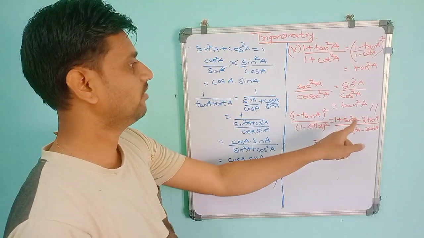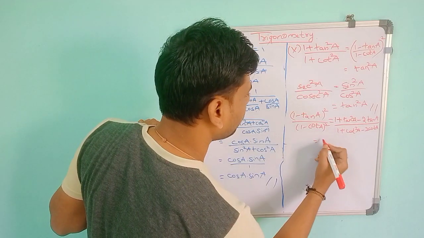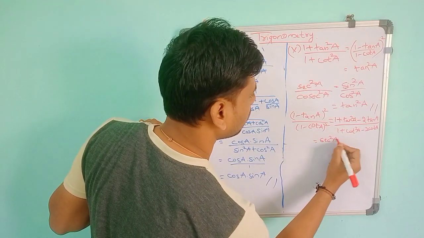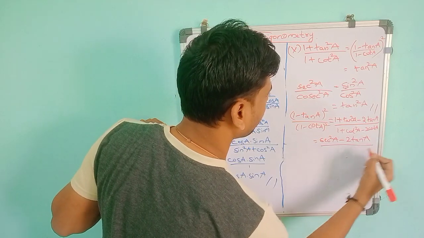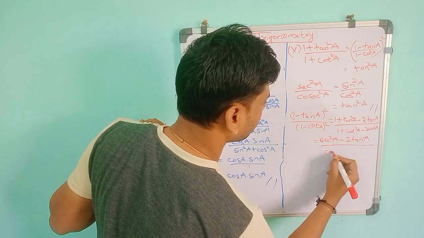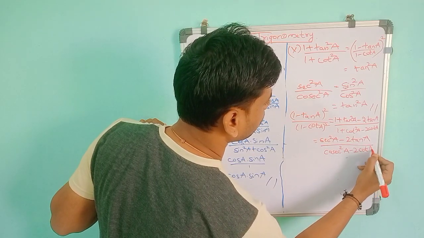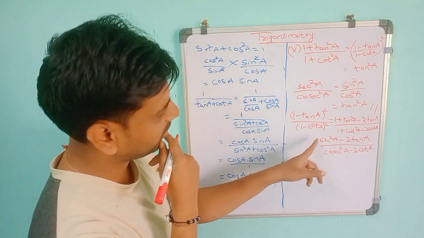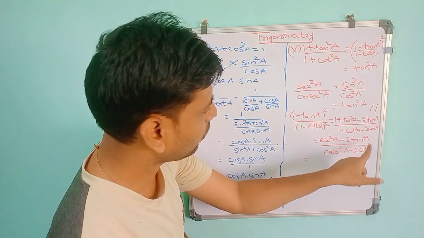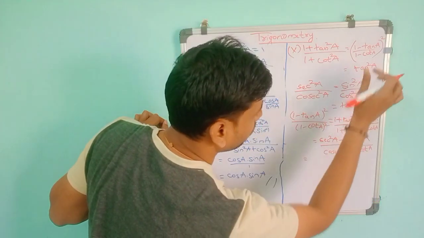Again we got this one, 1 plus tan square A, same like this only. So simplified, 1 plus tan square A is sec square A minus 2 tan A, divided by 1 plus cot square is cosec square A minus 2 cot A. Then we want tan square A. So here sec is there. So convert this tan into sin by cos, because we have to cancel this cot.